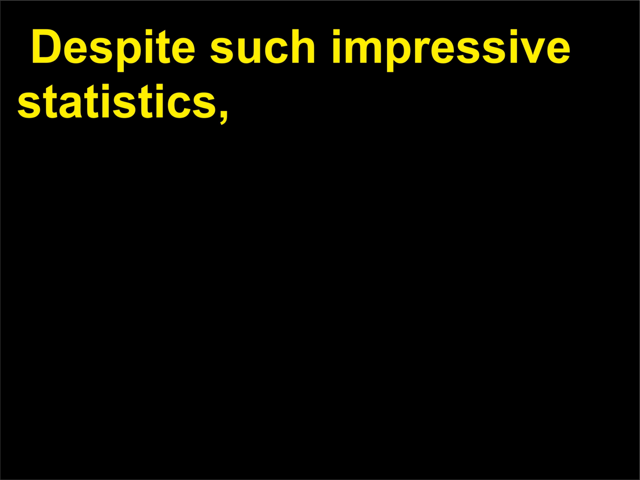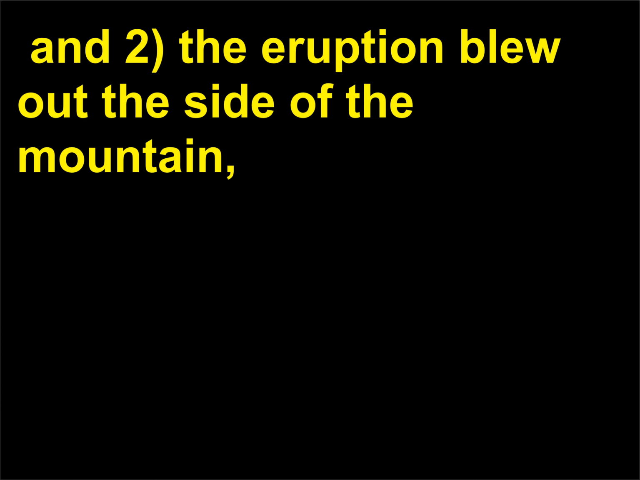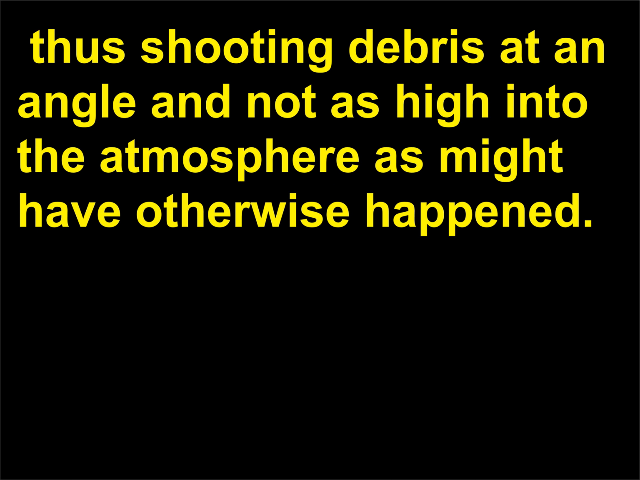Despite such impressive statistics, the Mt. St. Helens eruption did not disrupt climate on a worldwide scale. There are two reasons for this. 1. The volcano did not release that much sulfur dioxide compared to some other major eruptions. And 2. The eruption blew out the side of the mountain, thus shooting debris at an angle and not as high into the atmosphere as might have otherwise happened.